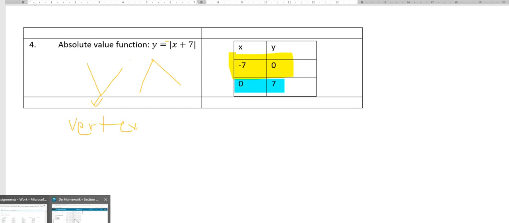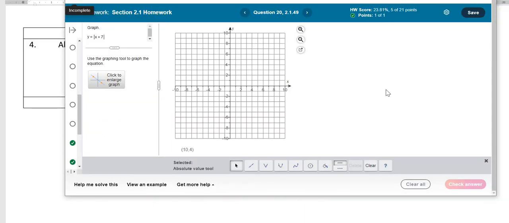Now let's graph this. You'll pick the absolute value tool from the options at the bottom, the V-shaped graph. You will start with the vertex. In this case, it's negative 7, 0. And then you can pick any point that you have in the table. In our table, we have 0, 7. Alright, let's check the answer.